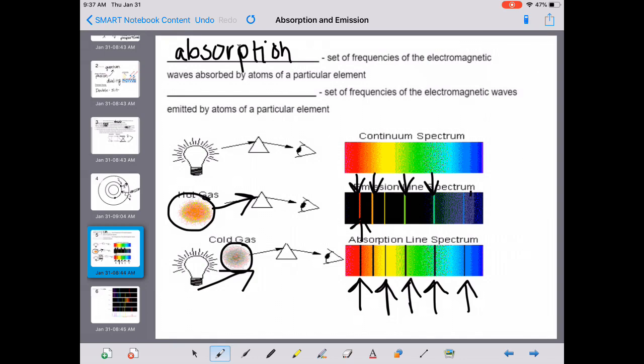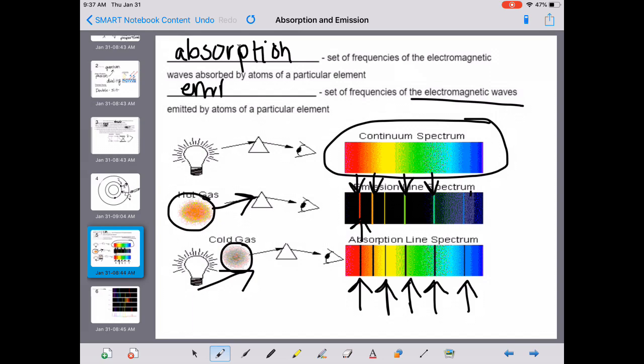And if we were to put those two things together, we would have what's called a continuous spectrum, which is what you obtain when white light passes through a prism and you see a full rainbow of colors. So the set of frequencies of electromagnetic radiation emitted by atoms of a particular element is emission spectra. Emission. So let's try putting this to use.